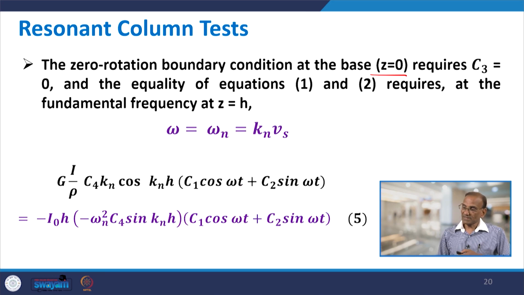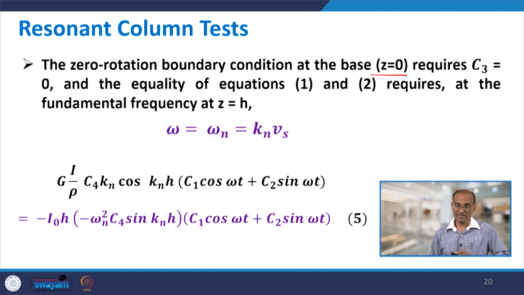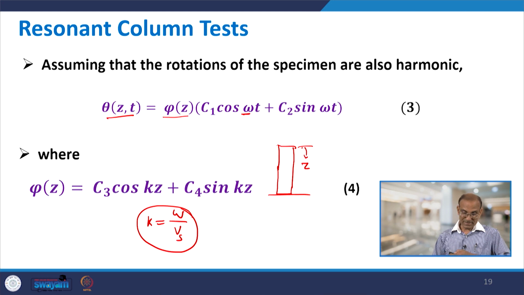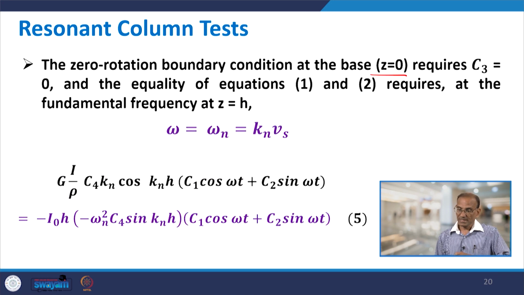So, as a result, when z equal to 0 and I put it in this equation, you see that sin kz will be 0 and cos kz will be 1. So, C3 will be 0. And then with this condition we equate equation number 1 and 2, and first we find that C3 equal to 0 by applying this condition.